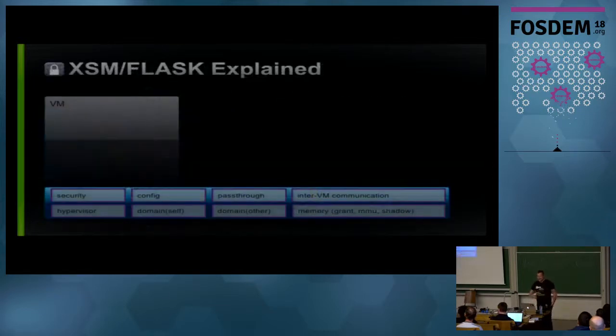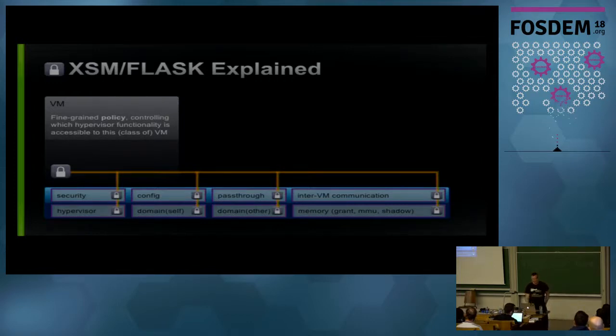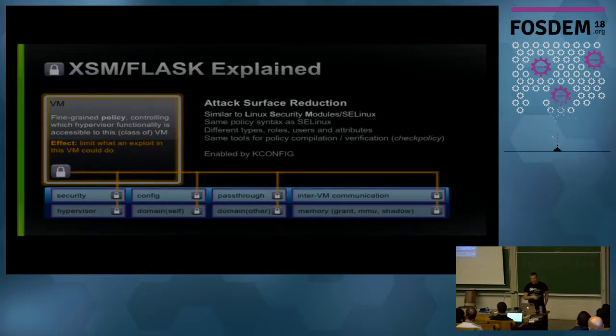Then there's this thing called XSM or Flask, which is like Xen's variant of SELinux. So here you have your VM. You can write a policy which controls what you can do with various interfaces. You would typically define some classes of VMs and then assign those classes to specific workloads and VMs when they come up. That gives extra protection, because then you can only do certain operations from within this VM. Everything else gets blocked. It's disabled by default, so you do have to enable it by Kconfig.